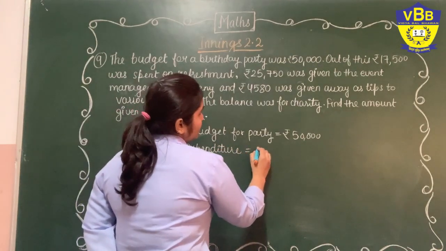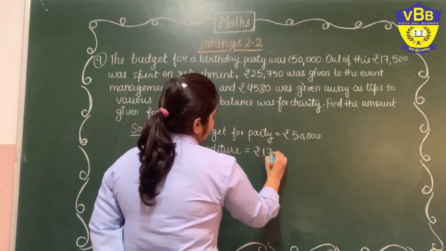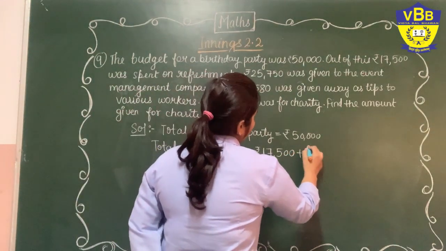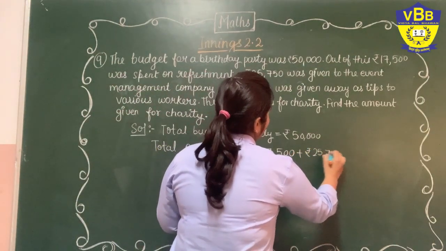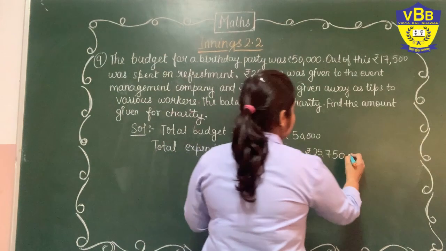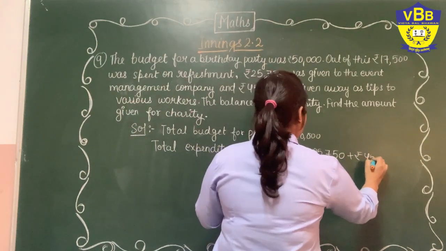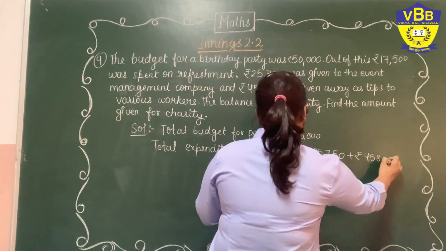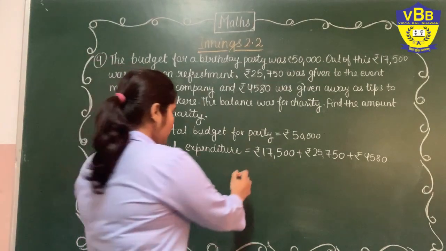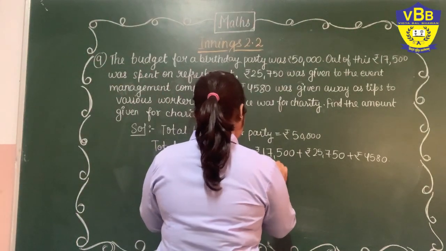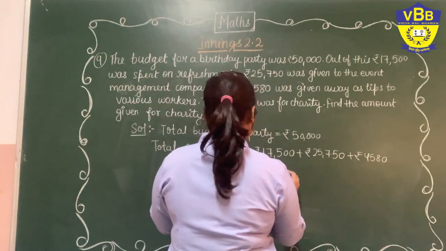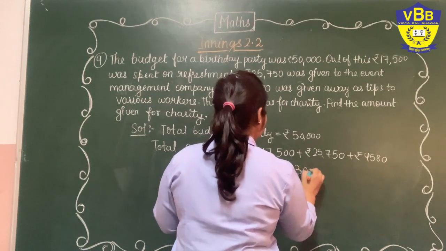was 17,500 rupees on refreshment, 25,750 rupees on the fees of the event management company, and last 4,580 rupees for the tips given to the various workers. So total money we have spent, we need to add all the numbers. So total money we have spent is rupees 47,830.